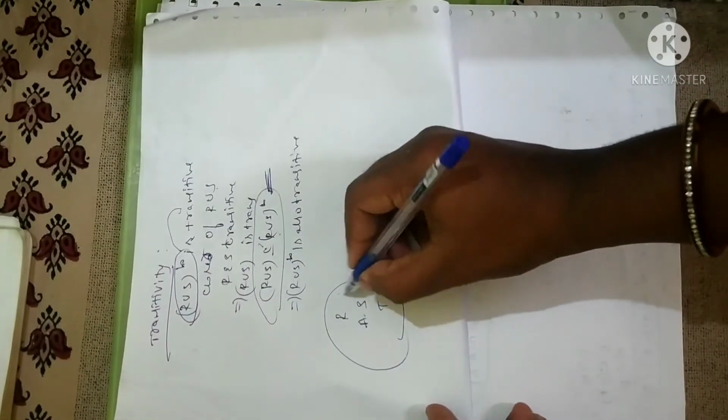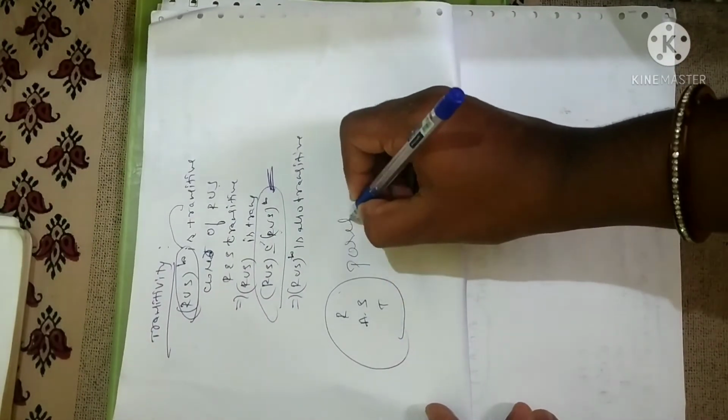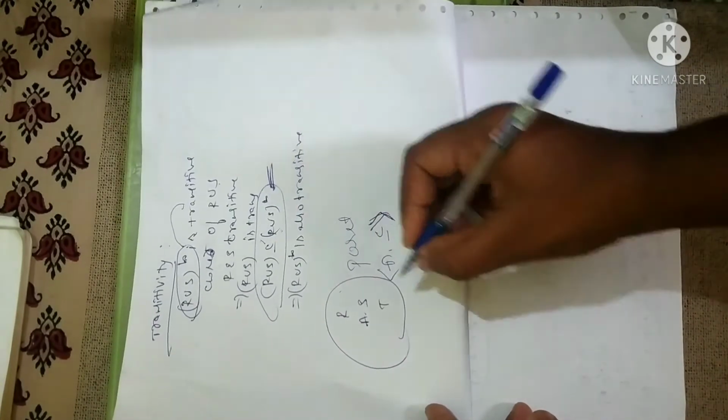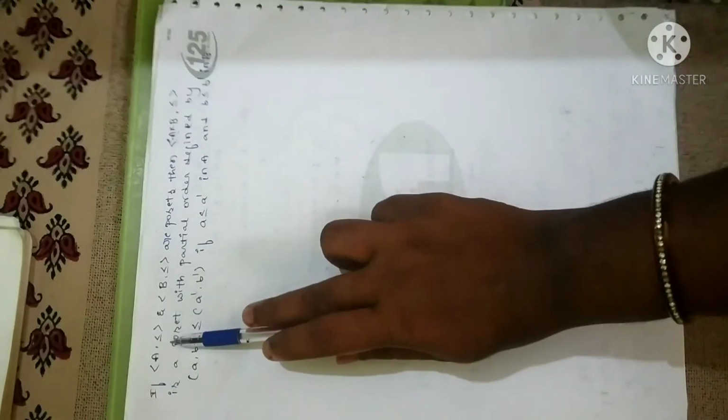So, if all the three conditions are satisfied, we say that it is a poset, and it is represented by (A, ≤) within this type of bracket, right? So, that is what the poset is. Now, I have a theorem.